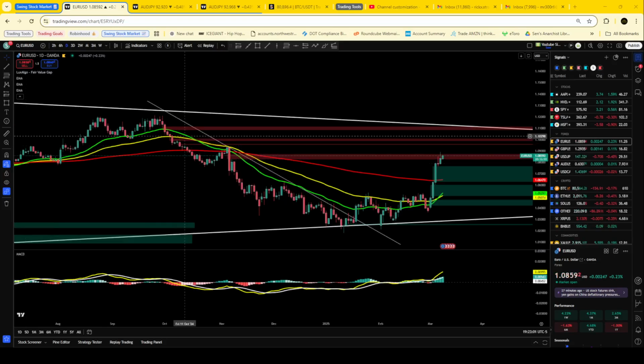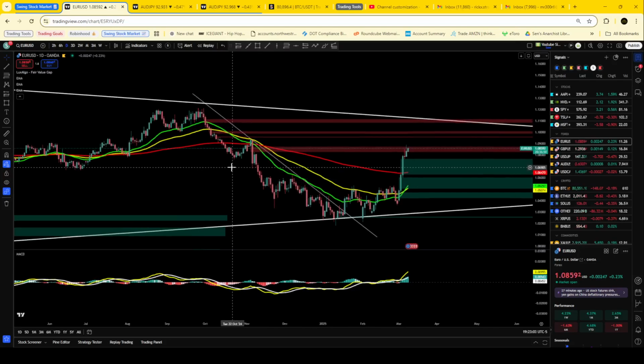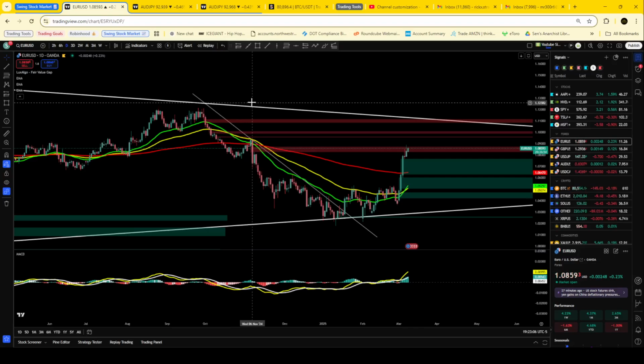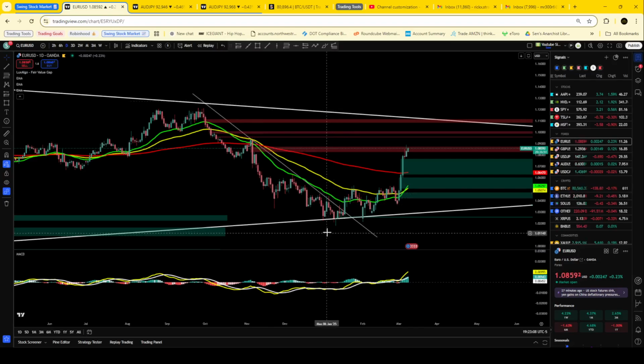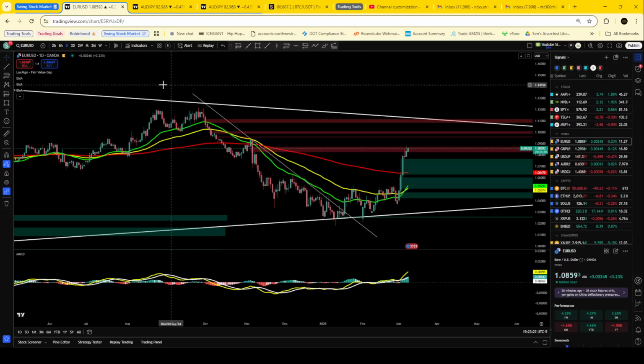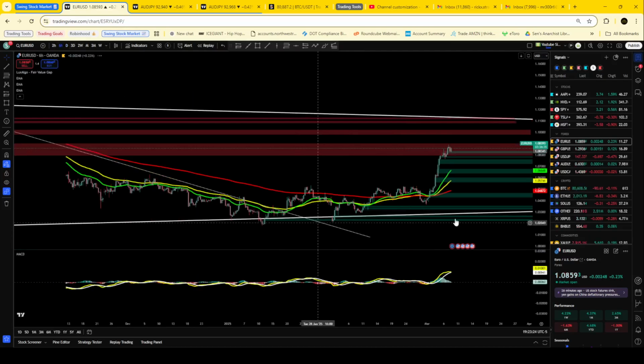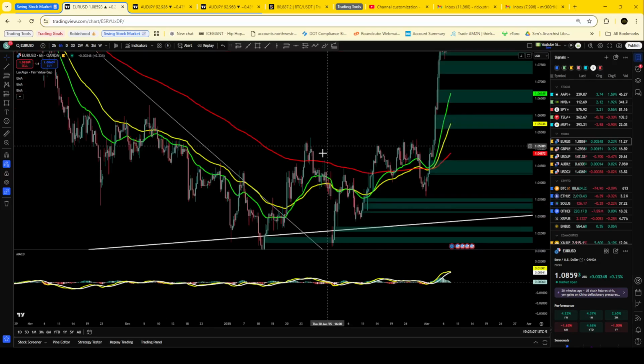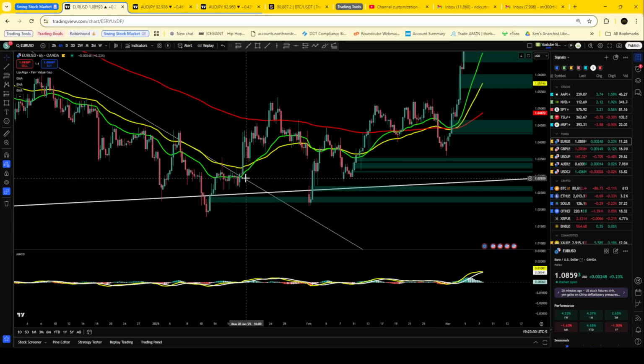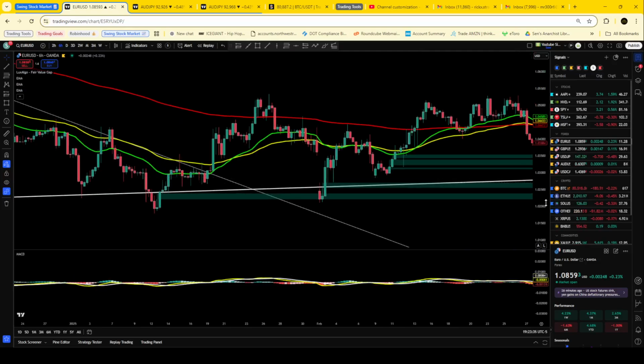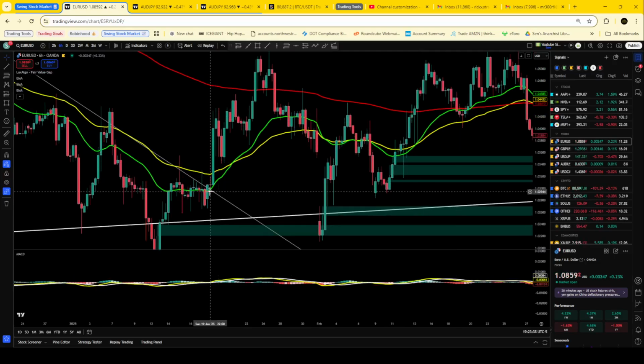All right, so I got it fixed. Let's count the touches: 1, 2, 3, 4, 5, 6, 7, and then break up. Boom. So this will be your entry on this candle. And to get in on this candle, now you go down to the 6 hour. Boom. That's when I would have gotten in right there.